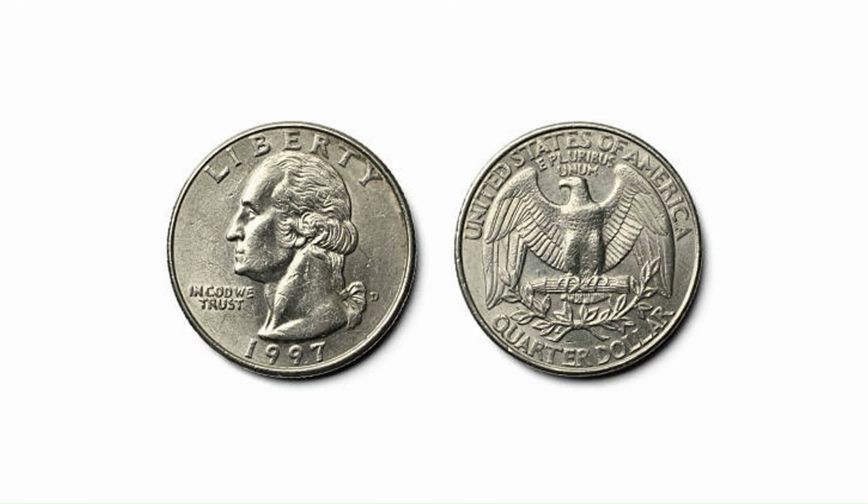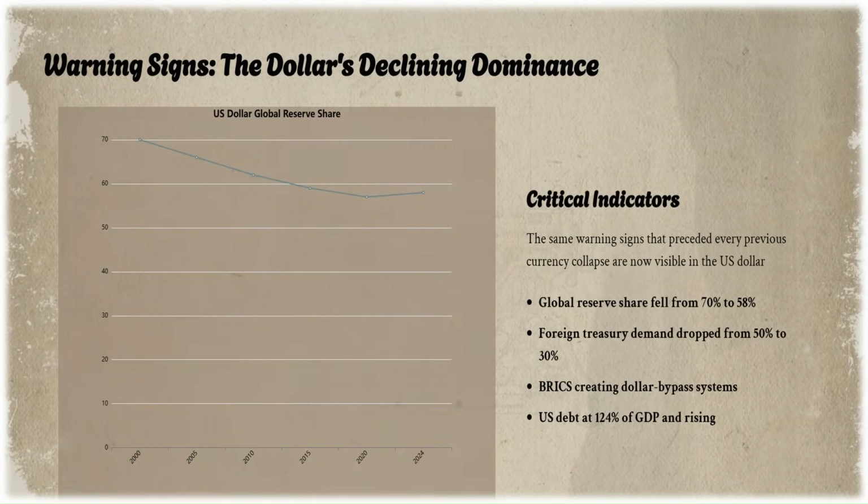For decades, the US dollar's dominance was unquestioned. At its peak in the year 2000, over 70% of the world's foreign exchange reserves were held in US dollars, but now the numbers are changing. By the year 2024, this figure had fallen to 58%. Foreign investors' share of US Treasuries has dropped from over 50% during the 2008 financial crisis to just about 30% in early 2025. The process of de-dollarization is accelerating.